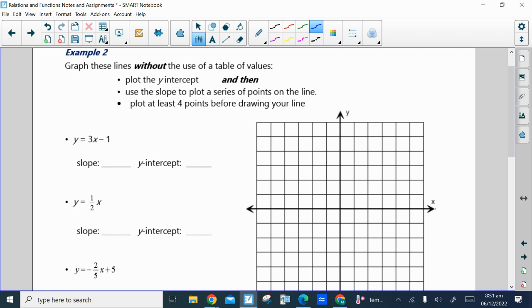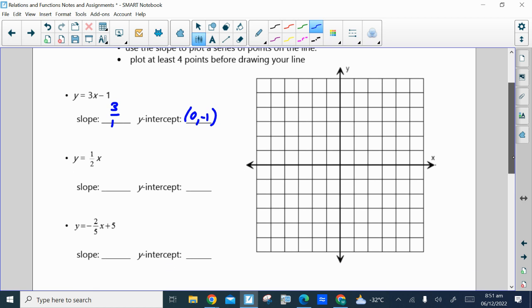Okay, so that line has a slope of 3, or 3 over 1. Remember, slope is rise over run. And the constant term is -1, so our y-intercept is at 0, comma, -1. To graph this line, we start with the y-intercept. The point 0, comma, -1 is right there. It's the y-intercept. It's where the graph crosses the y-axis.